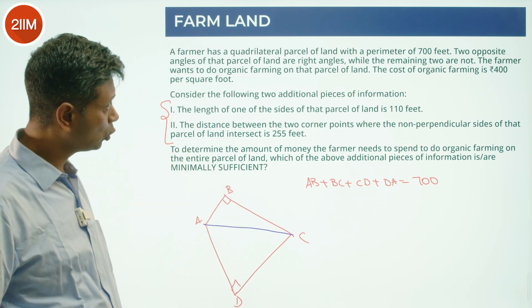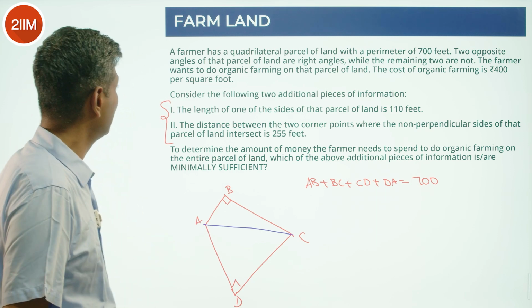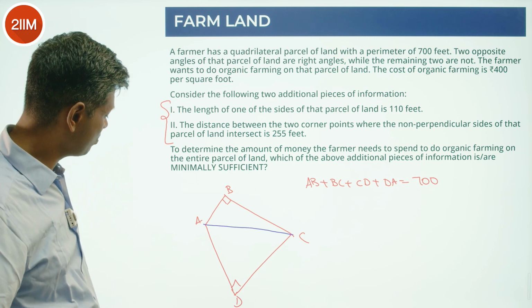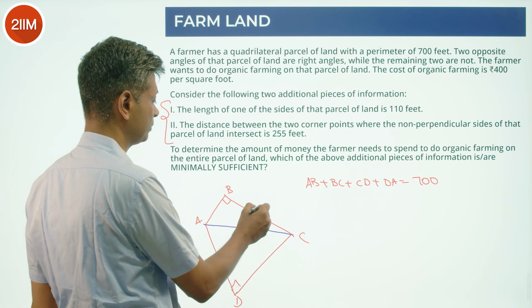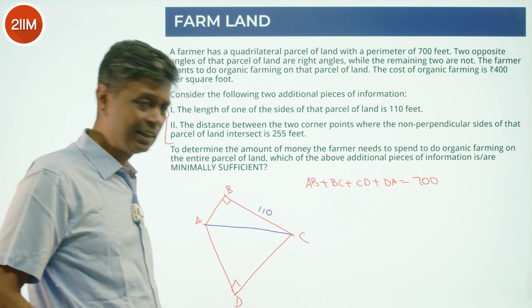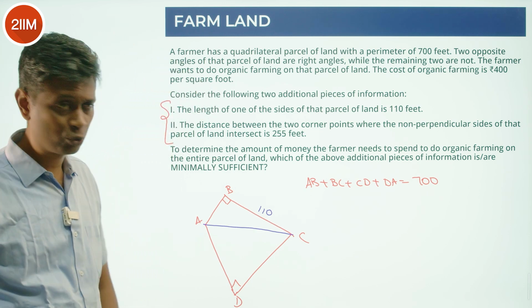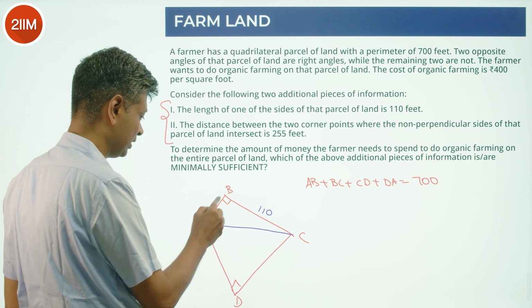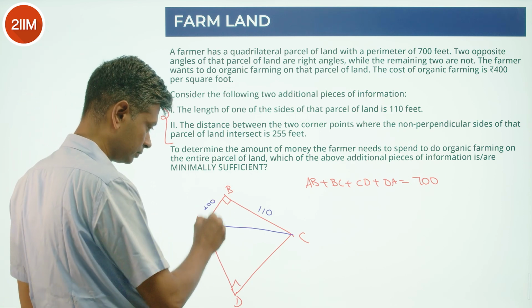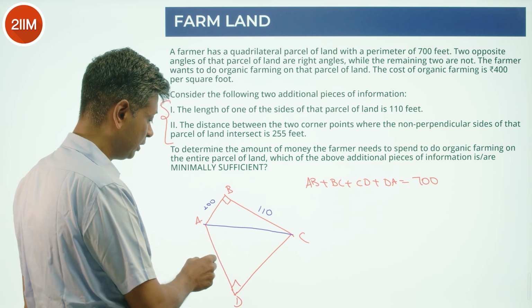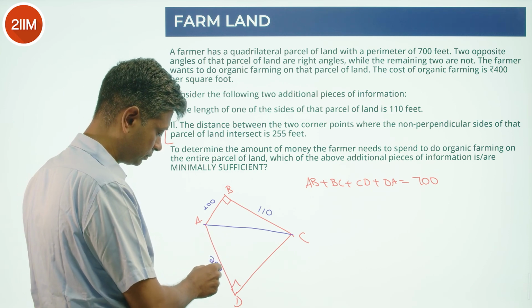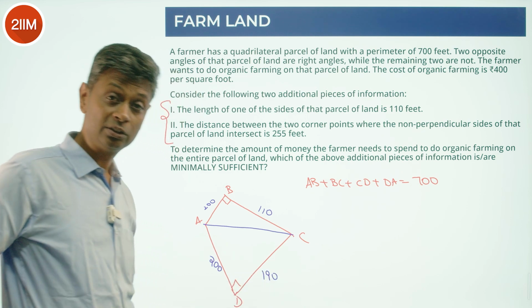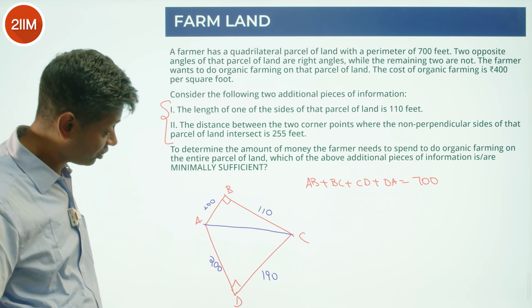All four sides add up to 700. And let's do this. The length of one of the sides of that parcel is 110 feet, which is basically BC could be 110. Does this help? All three add up to 700. I can even arbitrarily say, let this be 110, let this be 200, 310, let this be 200, 510, let this be 190. This is one set of combination for the four sides.